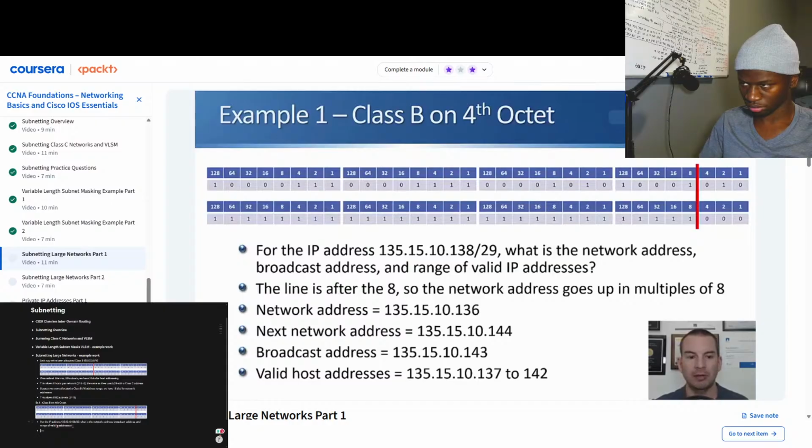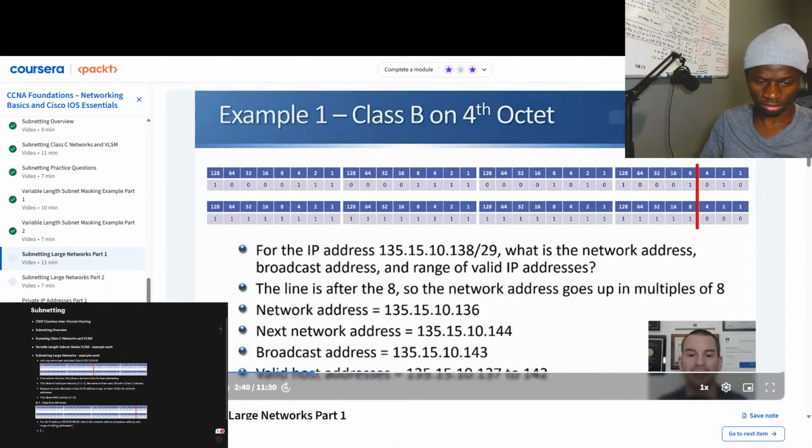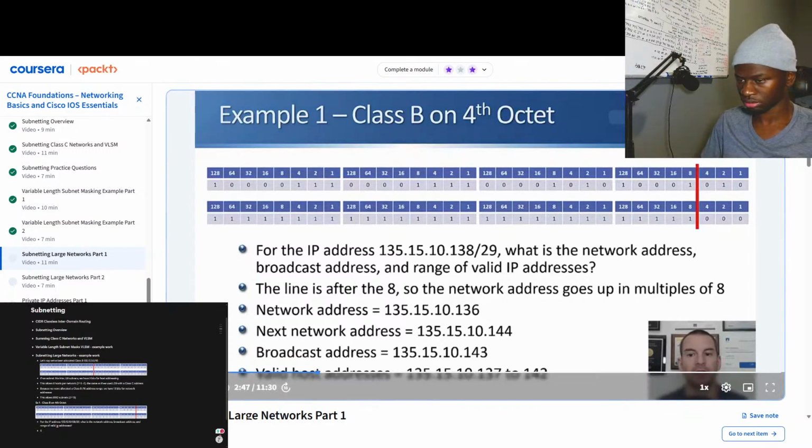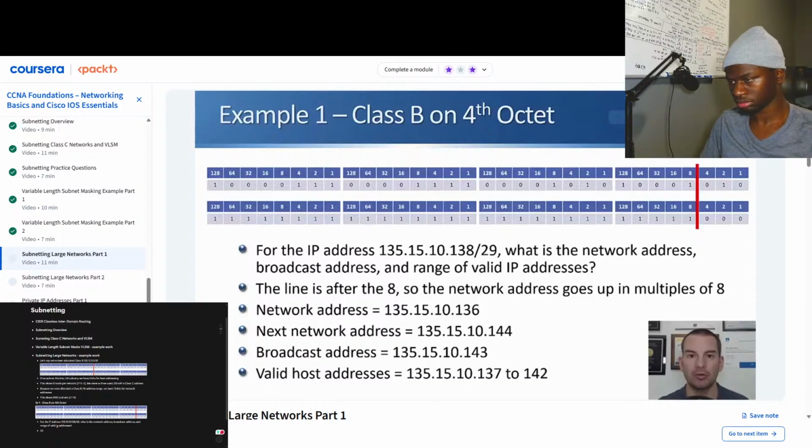Okay, here's the answer. So the question was, the IP address was 135.15.10.138/29. What's the network address, the broadcast address, and the range of valid IP addresses? We'll write this out the same way as usual. So we write out the IP address and the subnet mask.